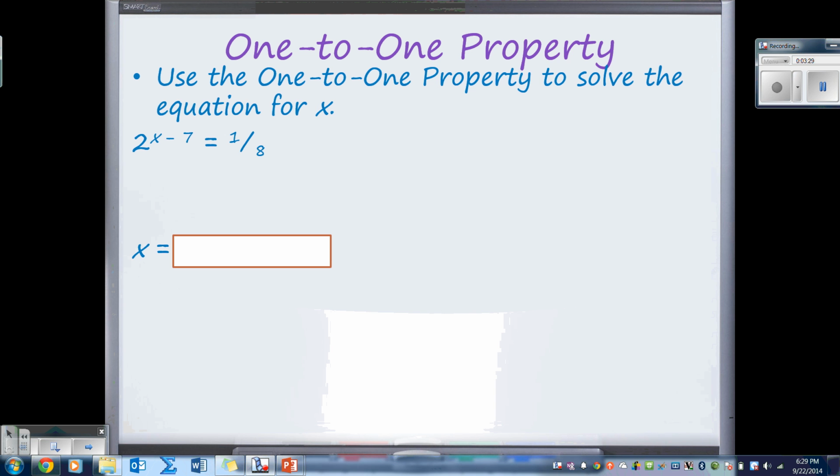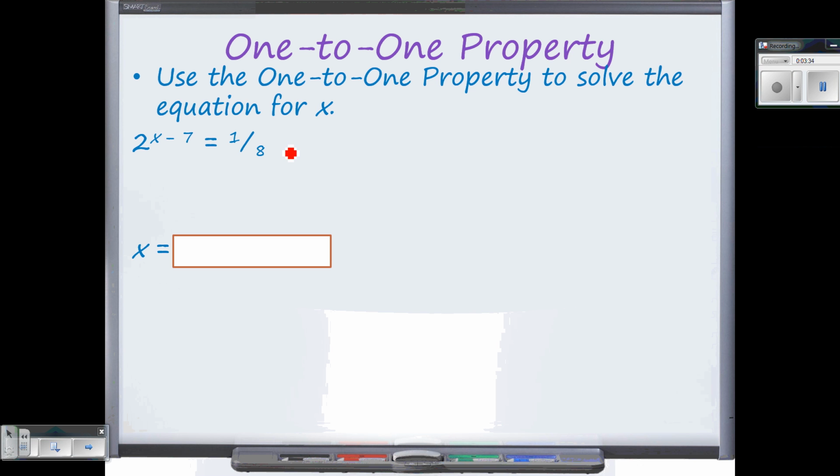Okay, sorry about that. It took me a few minutes to get that to erase. I don't know what happened. So what I'm going to do is turn this into 1 over 2 to the 3. I can bring this into the numerator by giving it a negative exponent. So now I have 2 to the x minus 7 equals 2 to the negative 3. So I can set my two exponents equal, and that's how I'm going to get the value of x. So I add 7 to both sides, I get x equals 4.